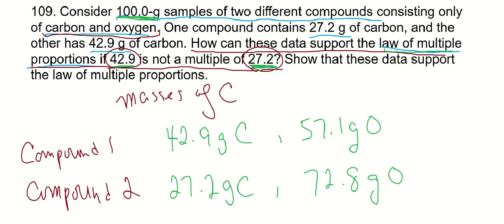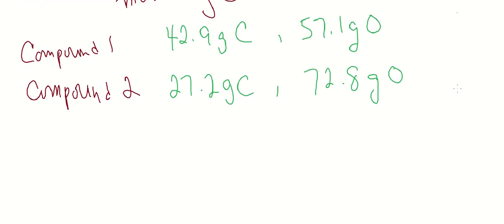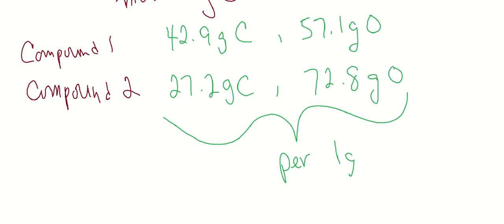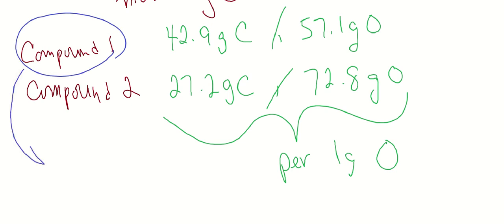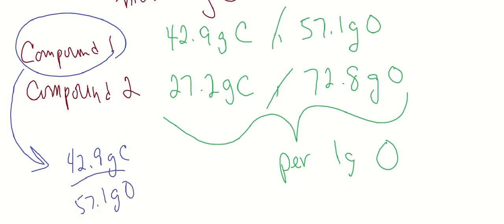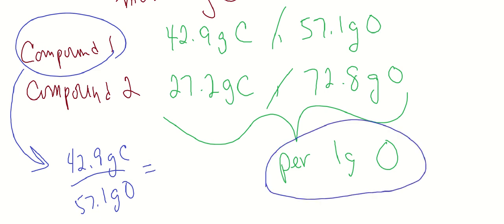So to get this in a ratio where it's per 1 gram, we want to get all of this in terms of per 1 gram of one of the elements. So in this case, oxygen. We just divide, right? So let's do that. For compound 1, it's going to be 42.9 grams of carbon over 57.1 grams of oxygen, and that's going to give you a number per 1 gram of oxygen.